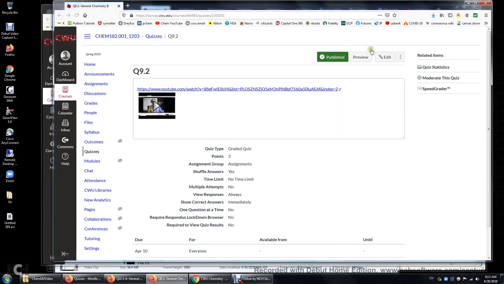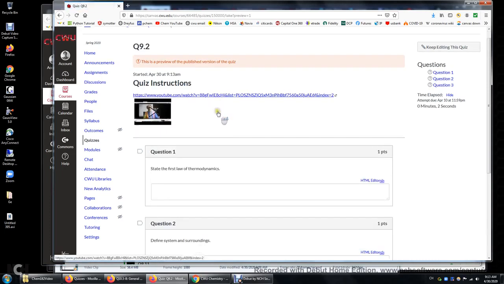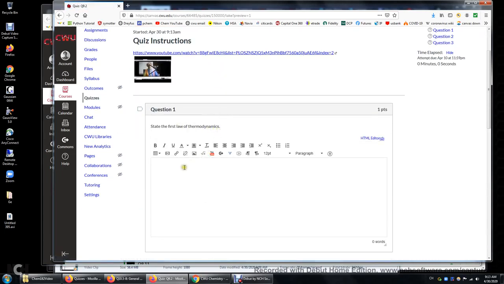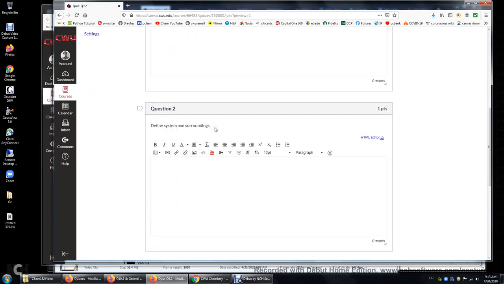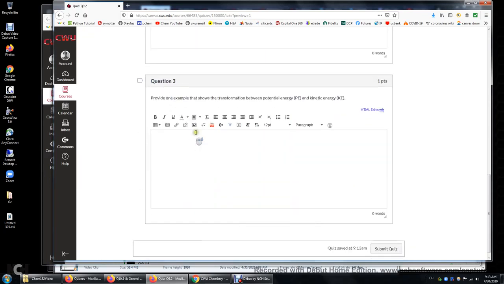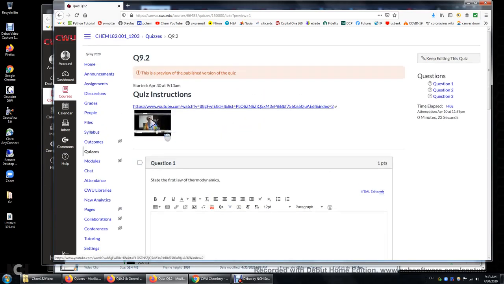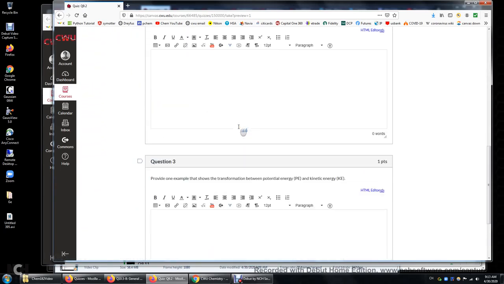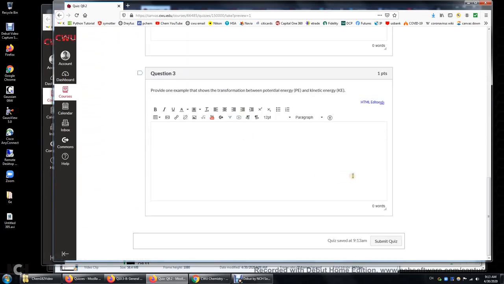9.2. The first law of thermodynamics: energy cannot be created or destroyed. System and surroundings. System is whatever we study. Surroundings is the rest of the universe. One example that shows the transformation between PE and KE: if you watched the video of this professor as a human pendulum, its kinetic energy and potential energy are transferred constantly.